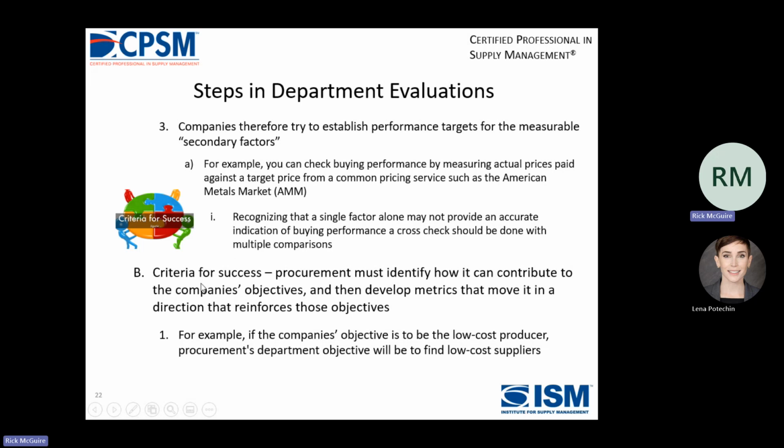So then you want to create criteria for success. Procurement must identify how it can contribute to the company's objectives and then develop metrics that move it in a direction that reinforces those objectives. So you've got to be able to show how you're helping out the company. For example, if the company's objective is to be a low-cost producer, procurement's department objective would be to find low-cost suppliers.